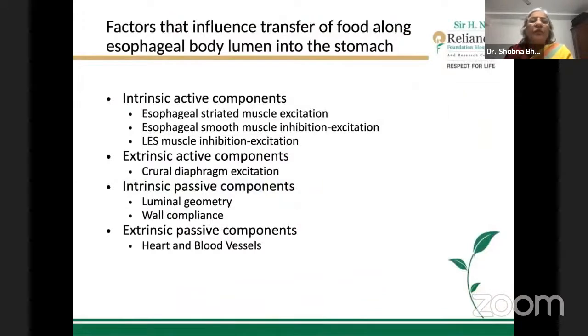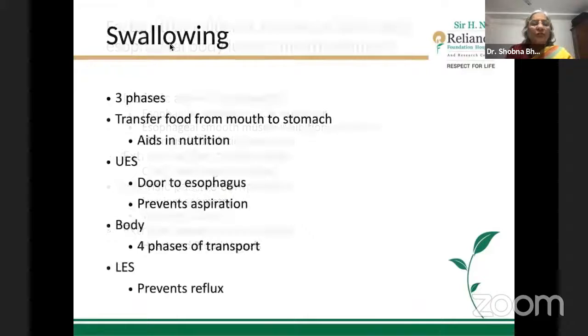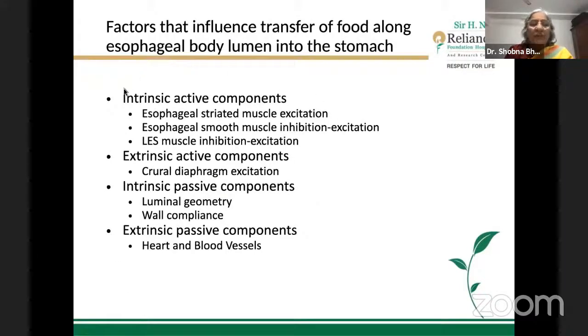So the factors that influence transfer of food across the esophageal body lumen are the intrinsic active components, which is the esophageal striated muscle excitation initially, followed by smooth muscle inhibition and excitation. And at the same time, just as the smooth muscle is being inhibited, the LES is already inhibited and then gets excited when the bolus has passed through. The extrinsic active components are the crural diaphragm excitation. The passive components are the luminal geometry, which means the luminal opening and closing, and the wall compliance, which I'm sure when talking about pathogenesis of symptoms and dysphagia, wall compliance will come into play. And of course, there are extrinsic elements which may compress the esophagus, like the heart and the blood vessels.